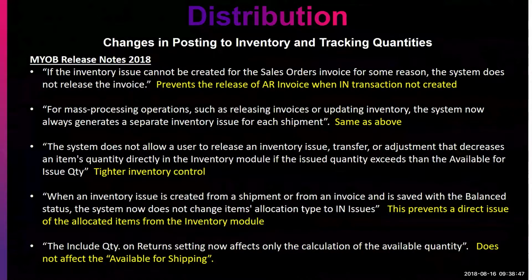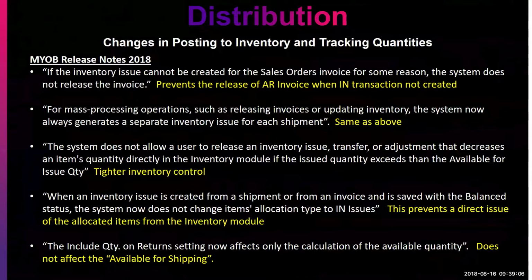And then further to that, what they've done is when an inventory issue is created from a shipment or from an invoice and is saved from the balance with the balance status, the system does not change the inventory's allocation type to IN issues. This is just a further control in there.